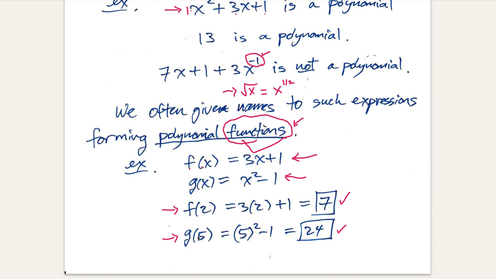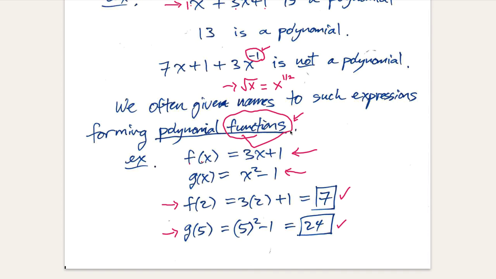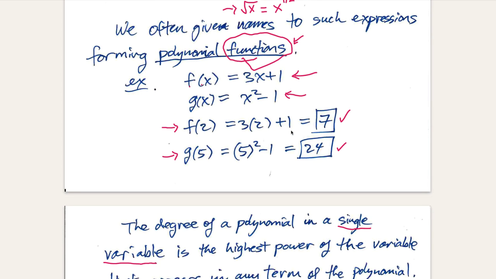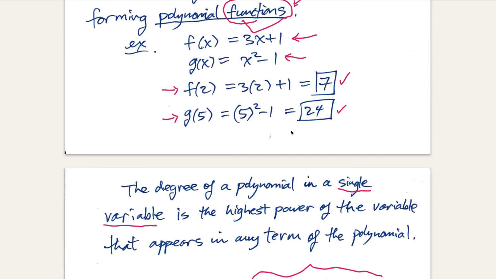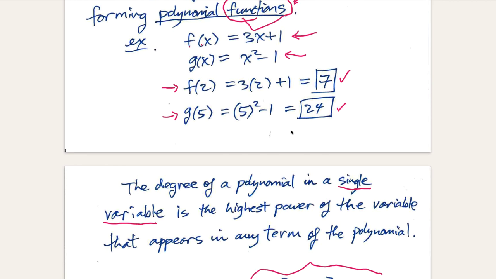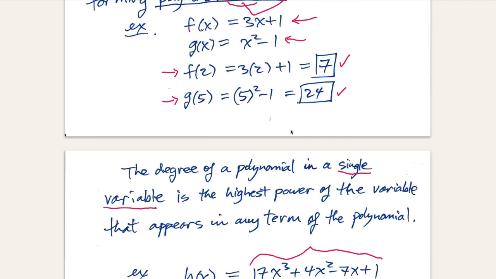Here I'm talking about g of 5, so I'm just simply letting x take on the value 5 and performing an evaluation. So that would be 5 squared minus 1. That's 25 minus 1, which is 24. Okay? Alrighty. And we'll see in a little bit that these actually set up what we call functions. For now, we'll just think of them as giving names to these various polynomials.